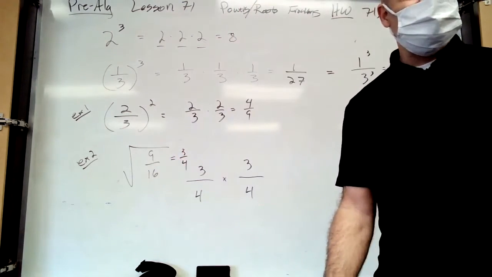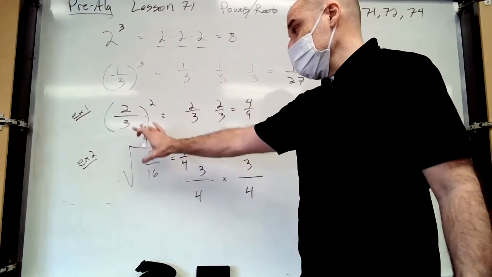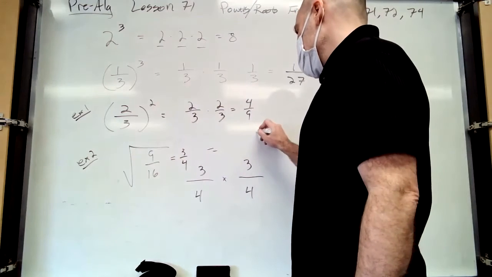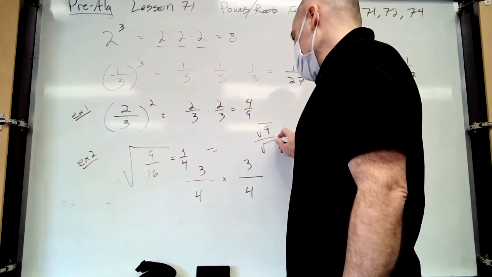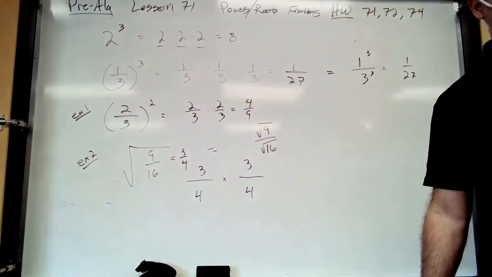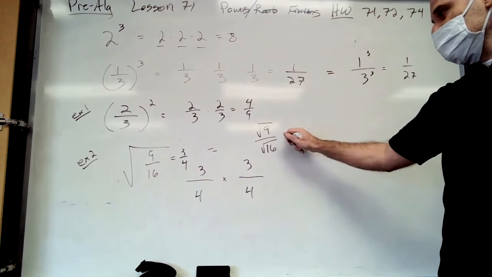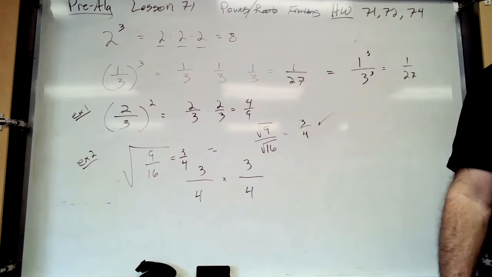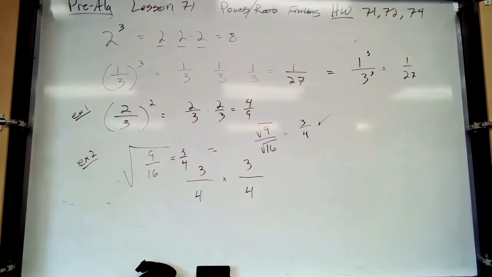Another way to think about this is if you have a square root of a fraction, you could just do the square root of 9 over the square root of 16. Right? What's the square root of 9? 3. What's the square root of 16? 4.